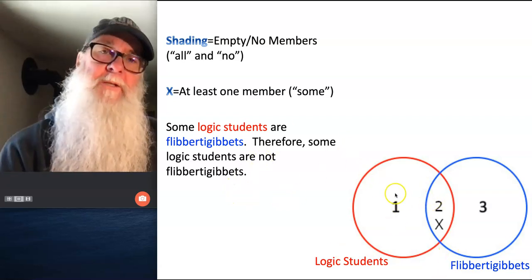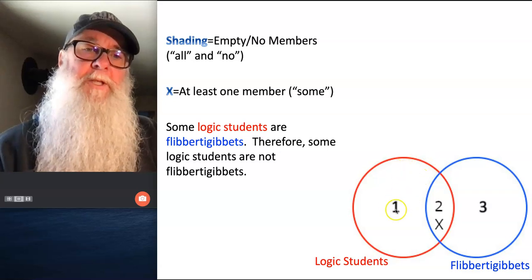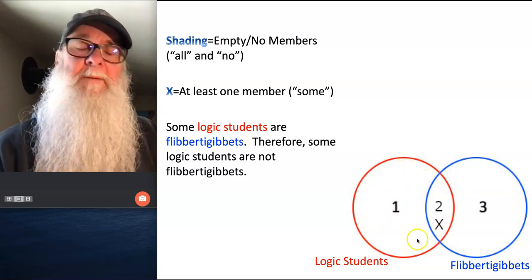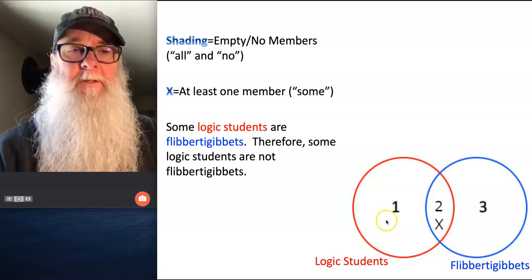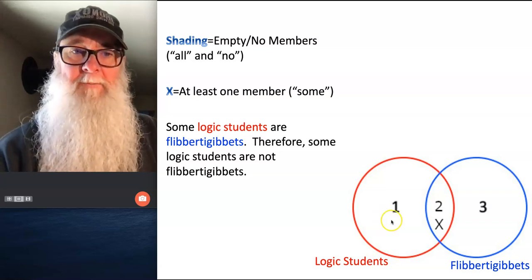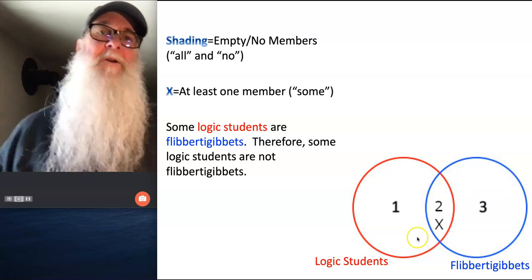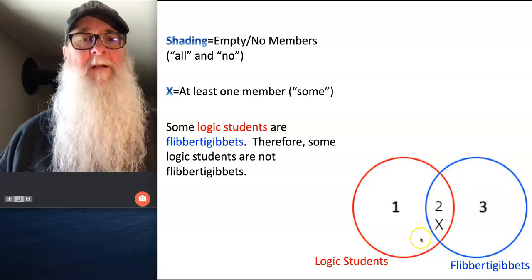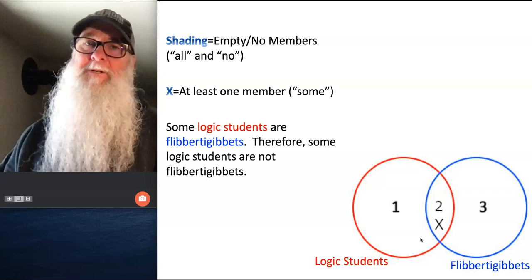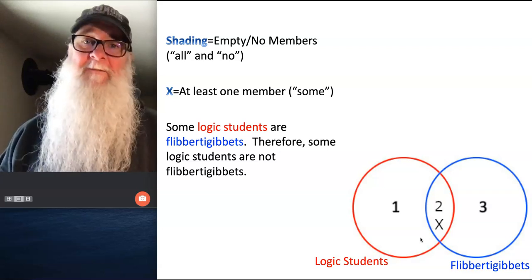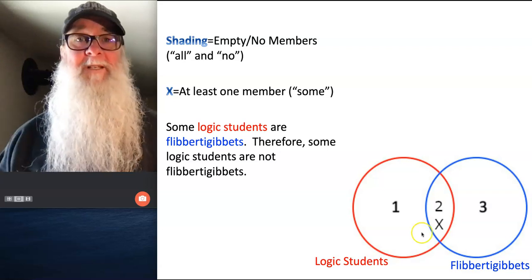But maybe I'll learn something later on that says, hey, you know what? Shade out area 1. Maybe later on I learn something like all logic students are flibbertigibbets, not just some of them, all of them. In which case I'd be shading out this area 1. Okay, but I don't know whether there's anything or not. So for now, keep the lights on, but the conclusion of this argument does not follow from the premise, and therefore the argument is invalid.